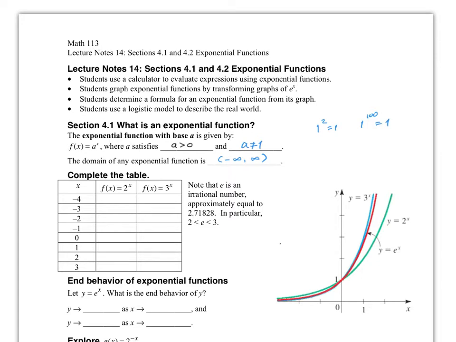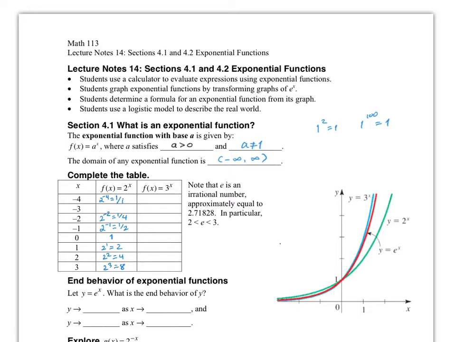And all you have to do to complete this table is plug in these values in the exponent. Now, anything to the 0 power is 1. 2 to the first power is 2. 2 squared is 4. 2 cubed is 8, and so forth. This one is 2 to the negative 1, which is 1 over 2. This is 2 to the negative 2, which is 1/4, and so forth. 2 to the negative 4 is 1 over 2 to the 4, which is 1 over 16.